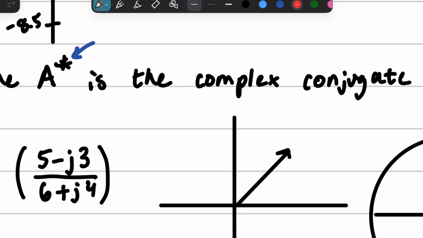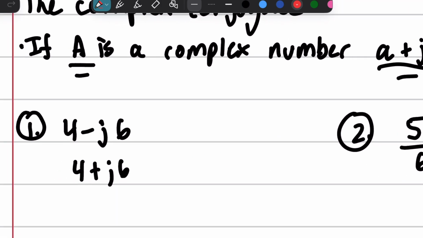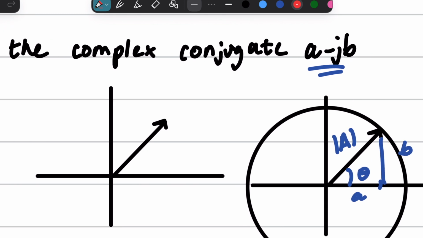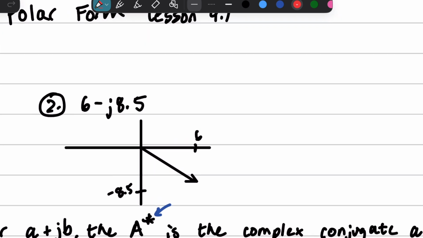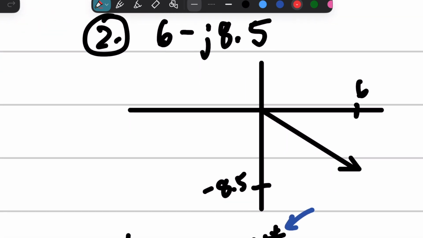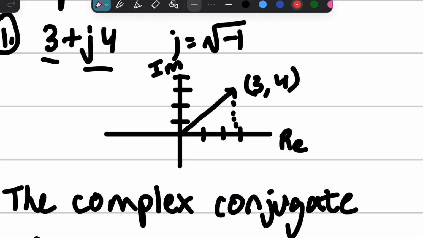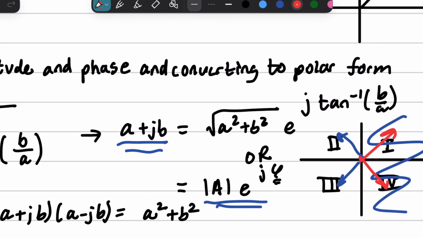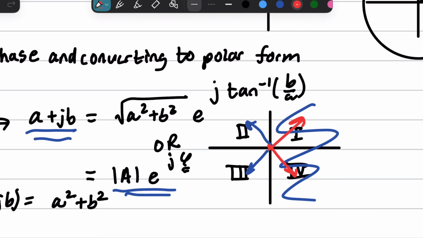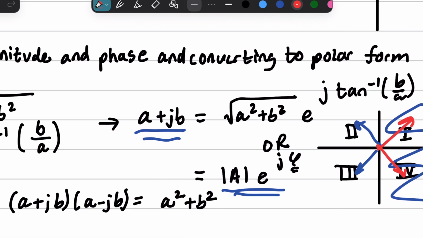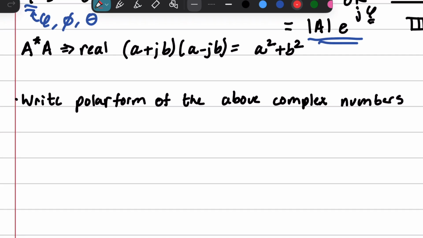That's why we drew out the vectors here, because I wanted to show you that they can be in different quadrants, and that actually matters because phase matters, because that's like cancellation and stuff like that. So we have a little exercise here, and we're going to write the polar form of the above complex numbers.